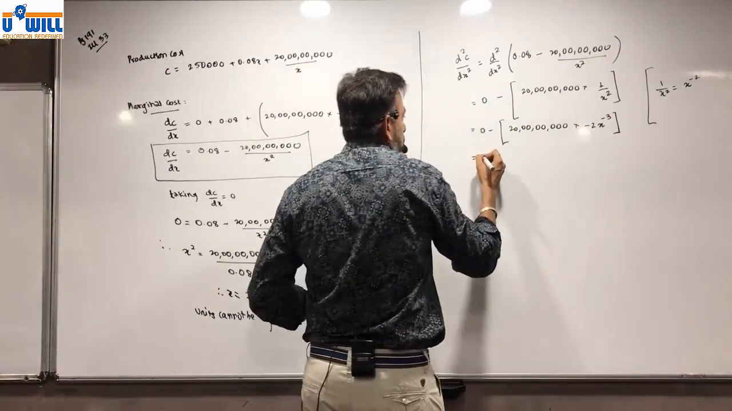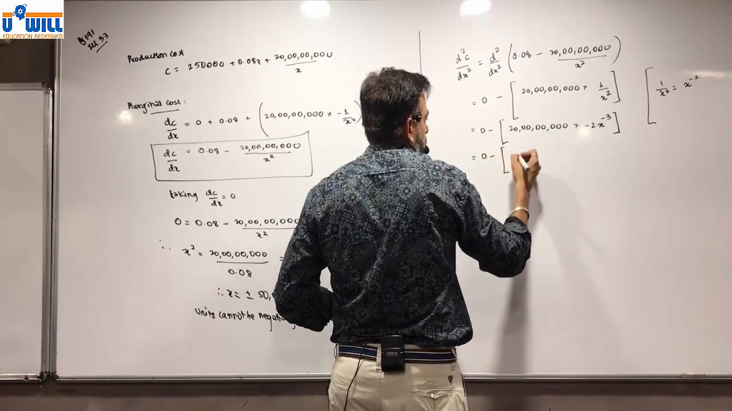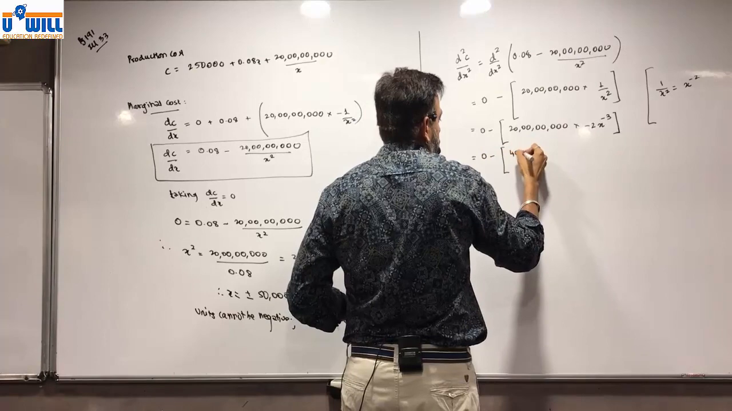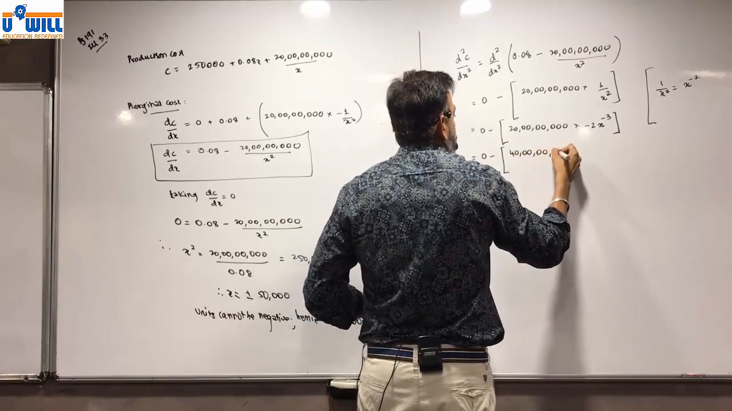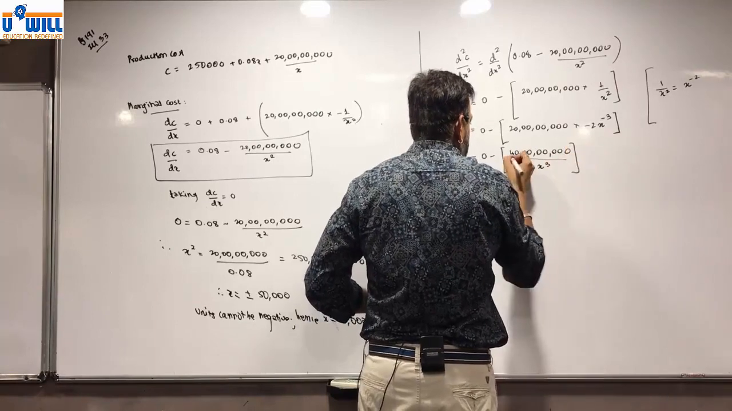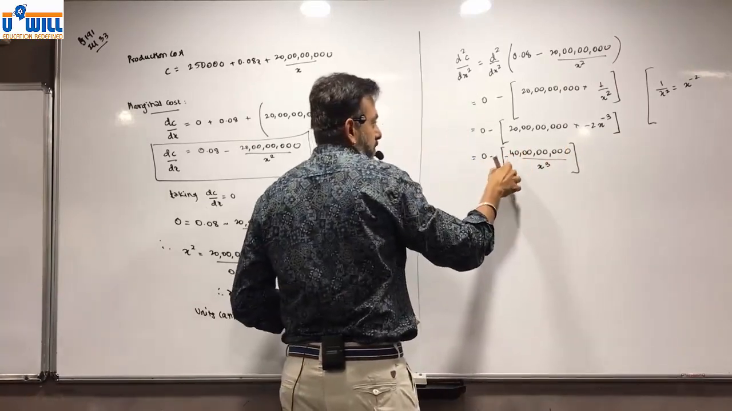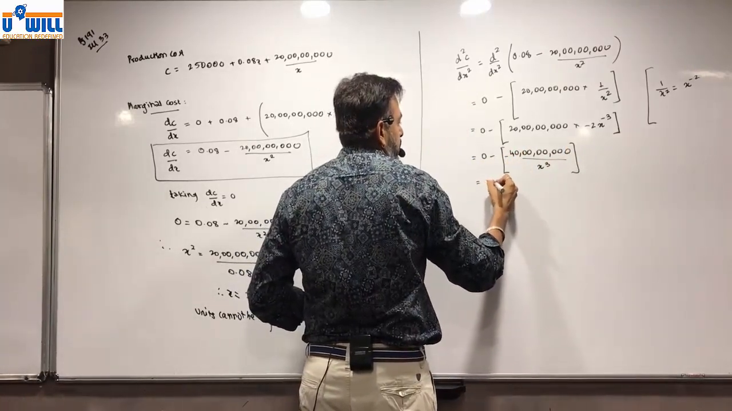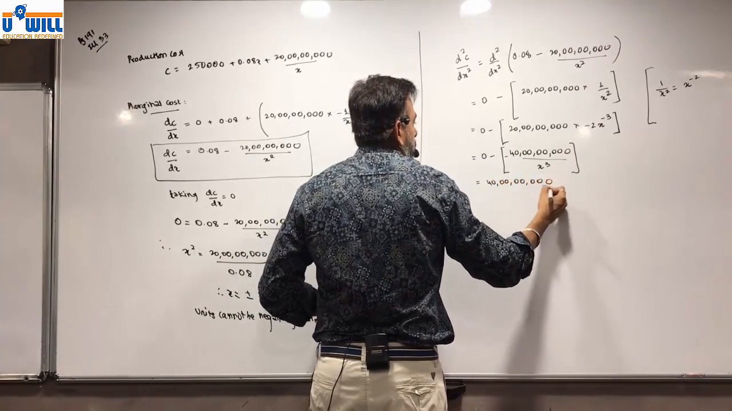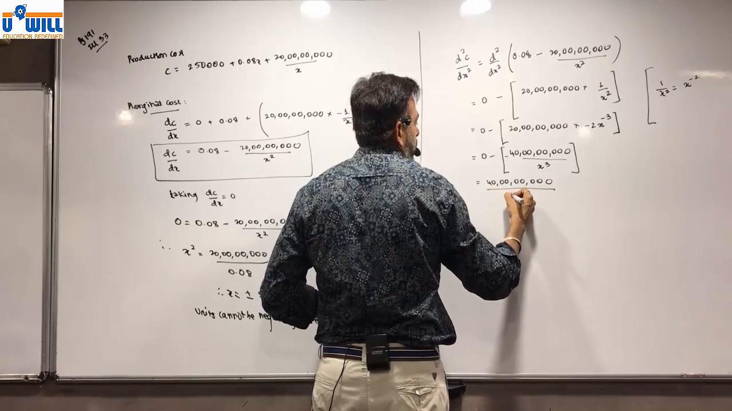So, which is equal to 0 minus 20 into 2, 40 crore upon x raised to 3. Minus and minus will become plus, so it is equal to 40 crore upon x raised to 3.